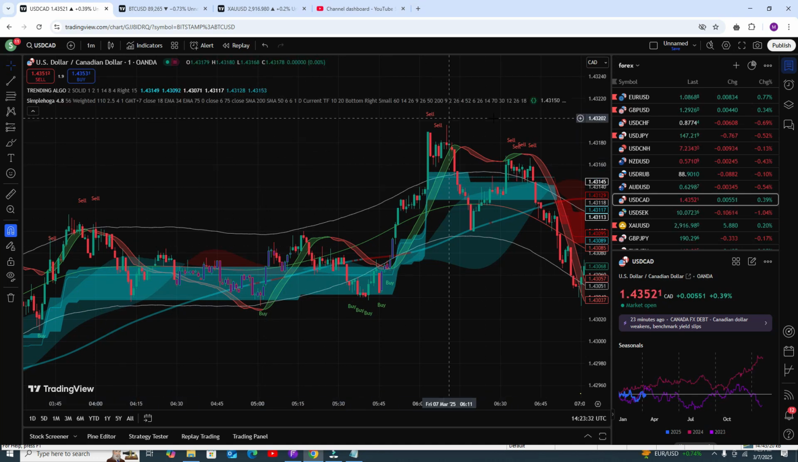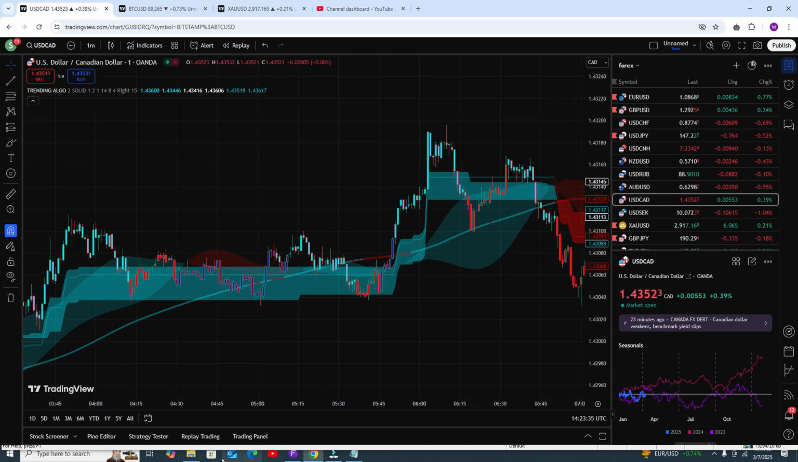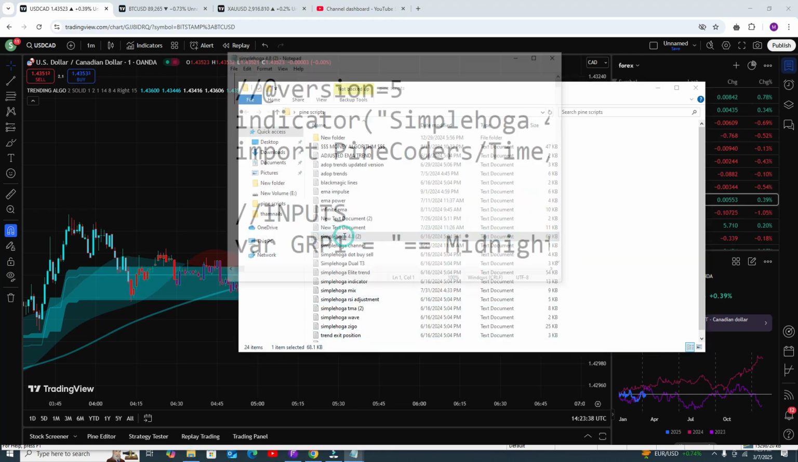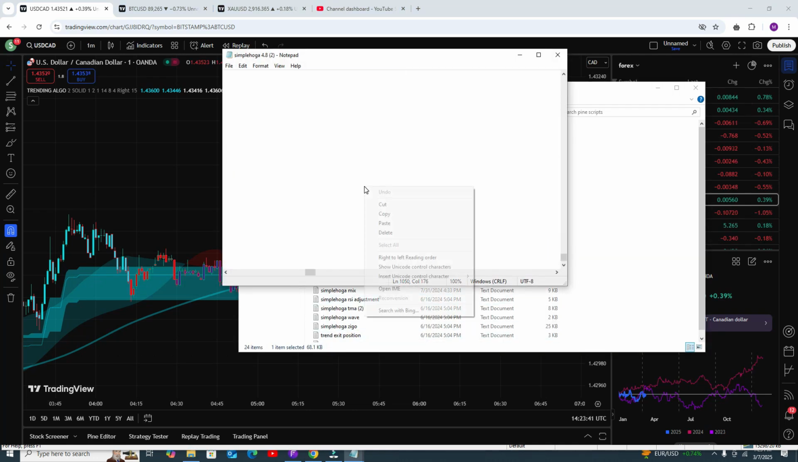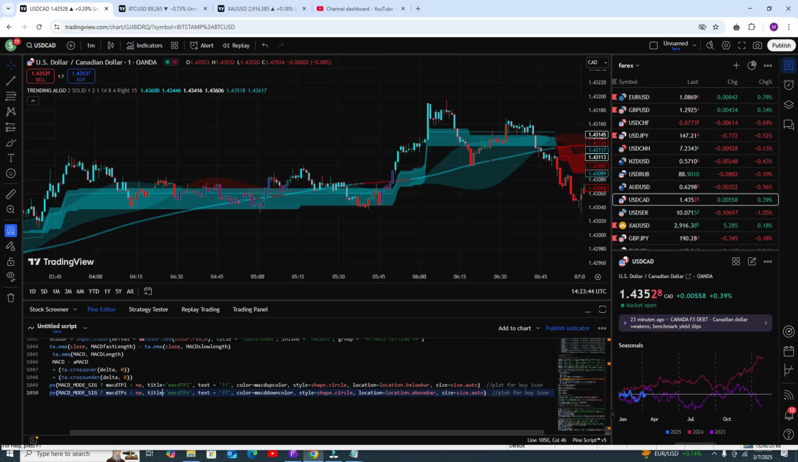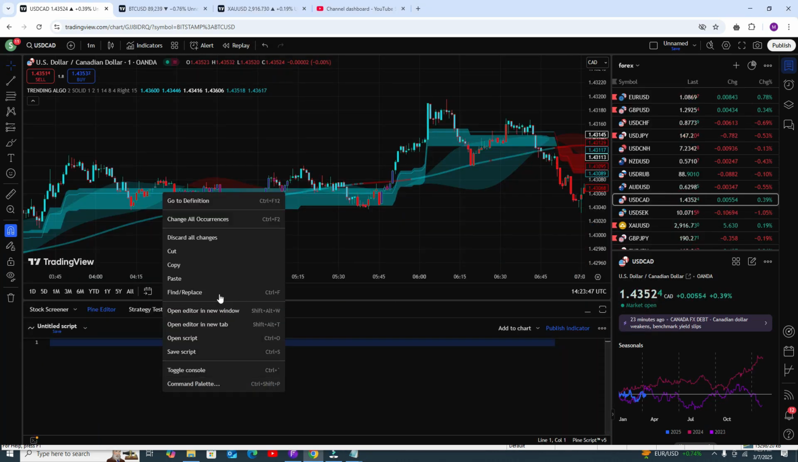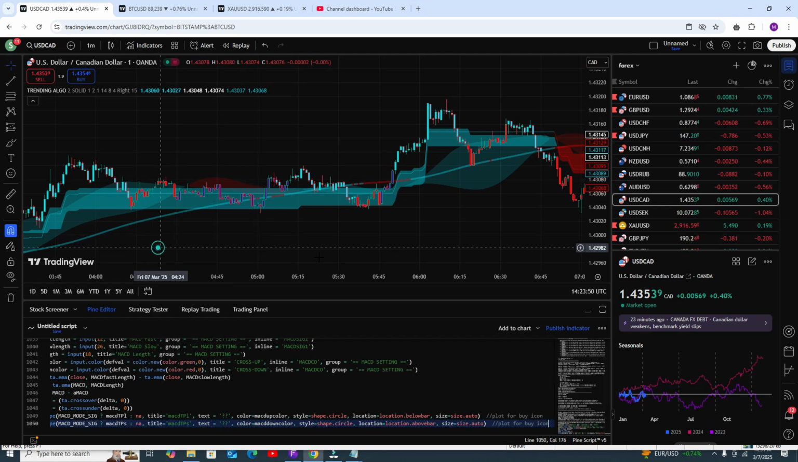First, I will give you the file, and you need to add the indicator. You need to copy the code, then go to the Pine editor, remove all the code first, paste my code, and then click on add to chart.